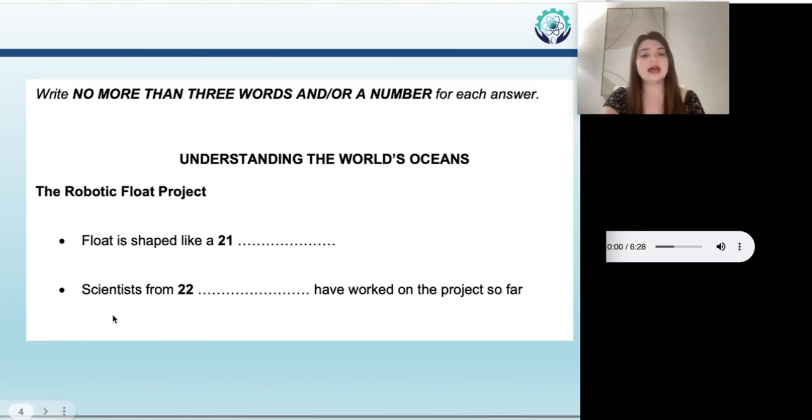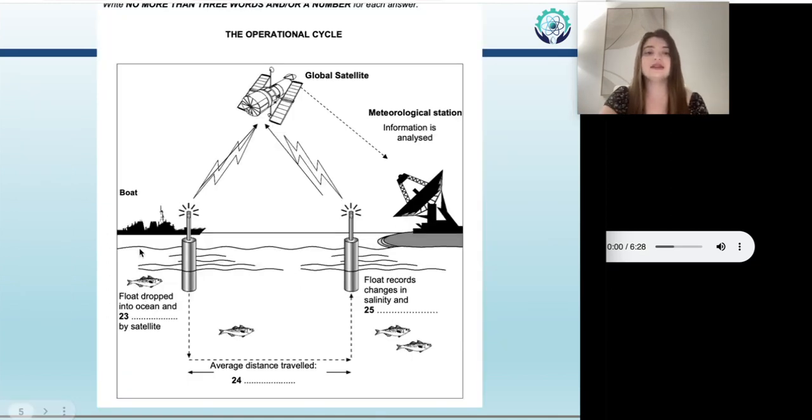Okay, then scientists from blank have worked on this project so far. Okay, so that's another key detail we want to make sure we listen for: where are the scientists from? Which place? Okay, all right. Then let's look at the next one. It says also no more, it's kind of cut off there, sorry about that, but it says no more than 3 words and or a number. So same thing. And this is the operational cycle.